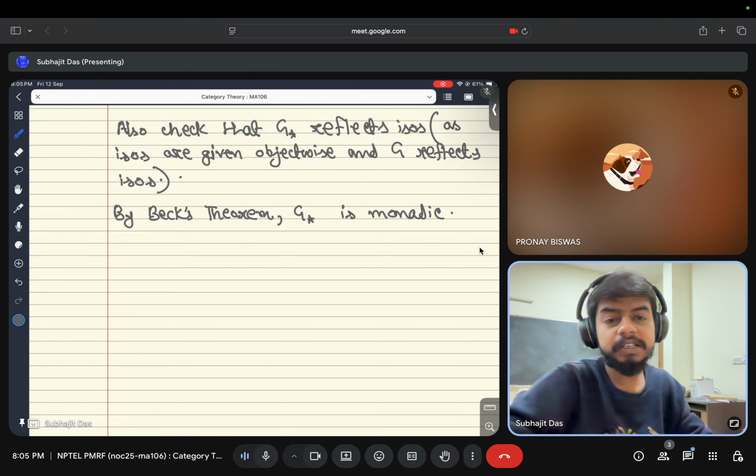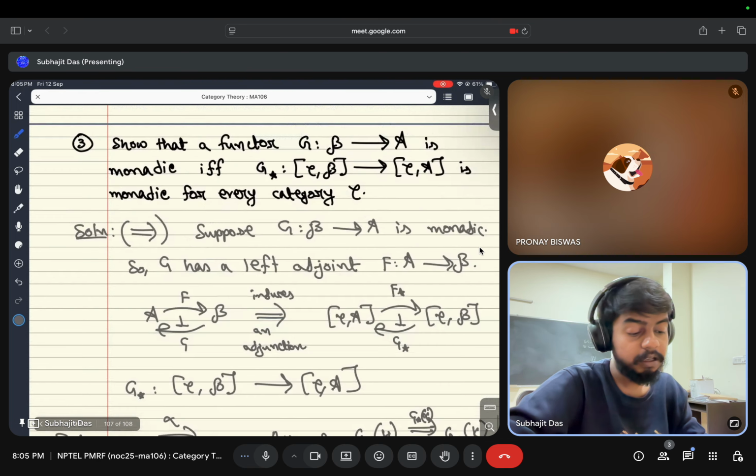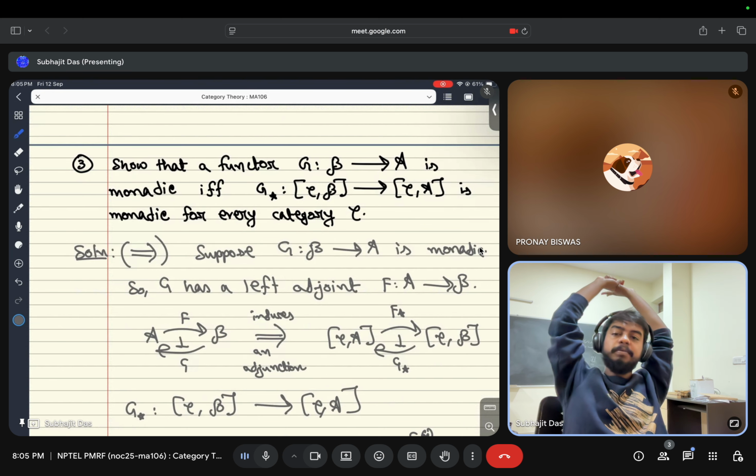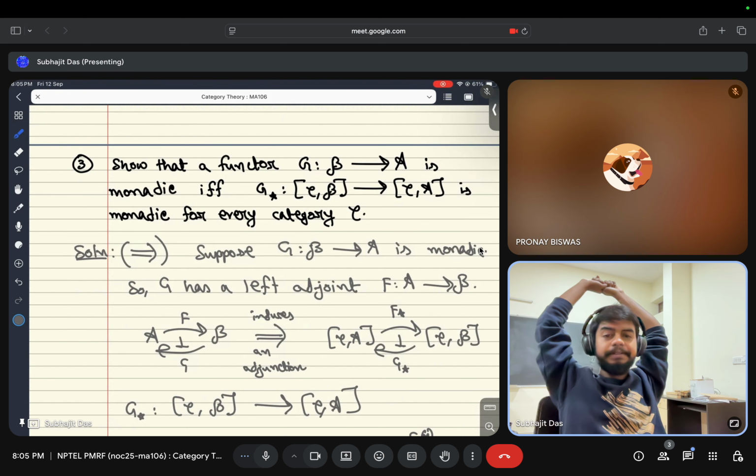How do you show the converse? So now you are given that G star from C comma B to C comma A is monadic for every category C. How do you show that G from B to A is monadic?